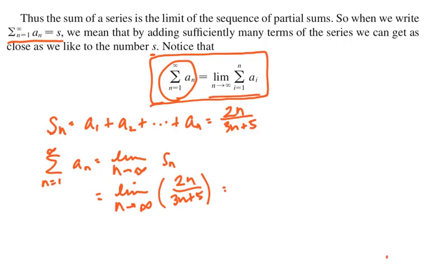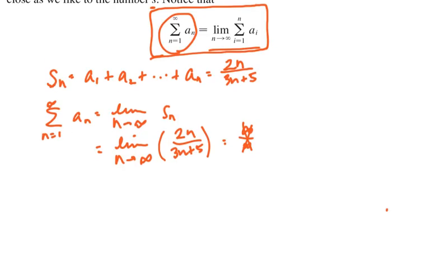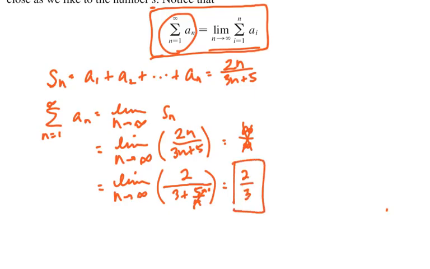So if we plug in infinity, we have infinity over infinity, an indeterminate form. So let's use the technique where we divide by the highest power of n in the denominator. So we divide: 2n divided by n is 2, 3n divided by n is 3, and here we have 5 over n. So we know this approaches 0, so we have 2 over 3. So the sum of the series is 2 over 3.